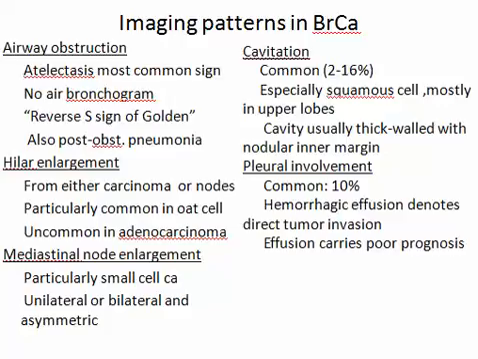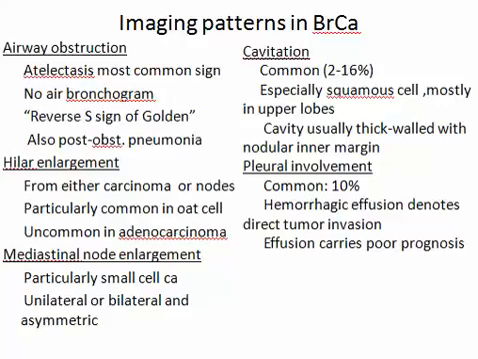Number two, from either carcinoma or nodes, the hilar shadows will be enlarged either due to the carcinoma if it is central, or the presence of nodes draining a peripheral carcinoma. This is especially common in oat cell carcinoma and is uncommon in adenocarcinoma. Number three is the mediastinal node enlargement, particularly the small cell carcinoma. It could be unilateral or bilateral and asymmetric. So we can apply what we know in the chest X-ray film here, as mediastinal enlargement could be unilateral, bilateral, asymmetric, hilar enlargement due to nodes, atelectasis.